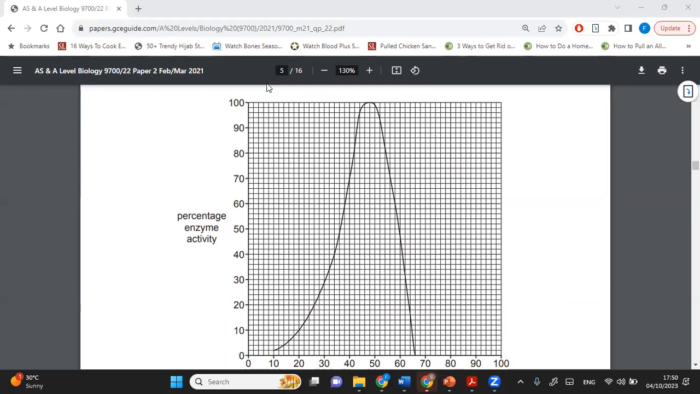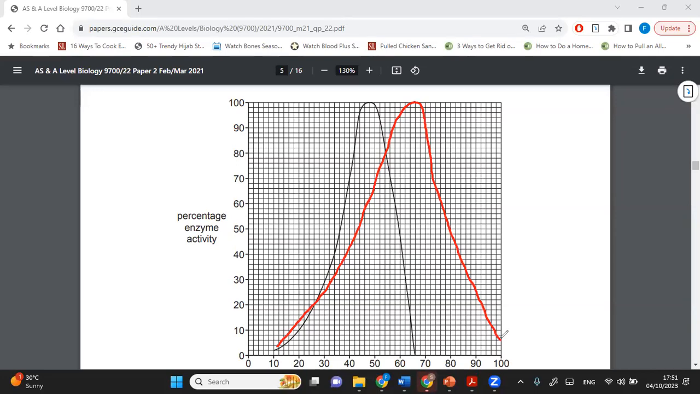Because my enzyme is heat stable, because my enzyme is able to withstand high temperatures, the optimum temperature is going to be higher. My enzyme is going to give me 100% activity at a higher temperature because it's a stable enzyme. So my graph is going to look something like this. Right? And you can see I've made a broader graph as well, right? Over here, my graph is broader.